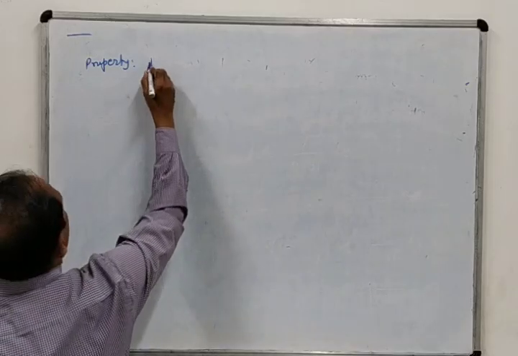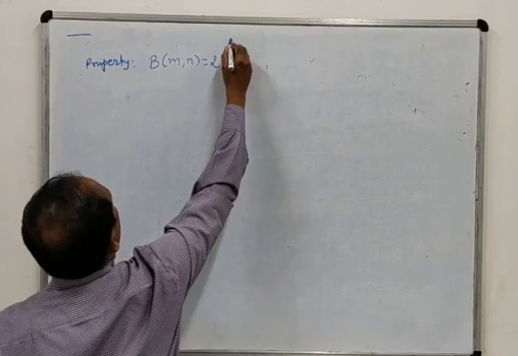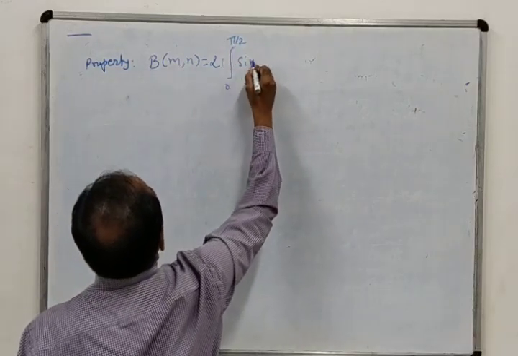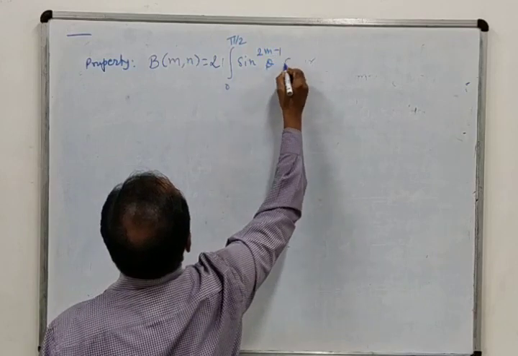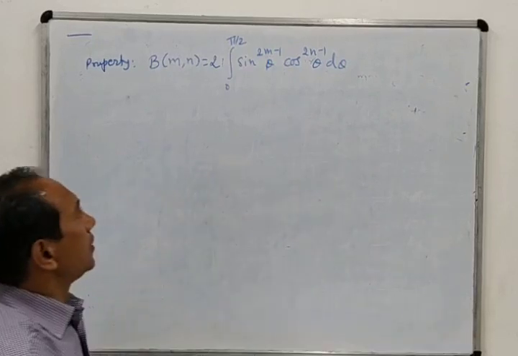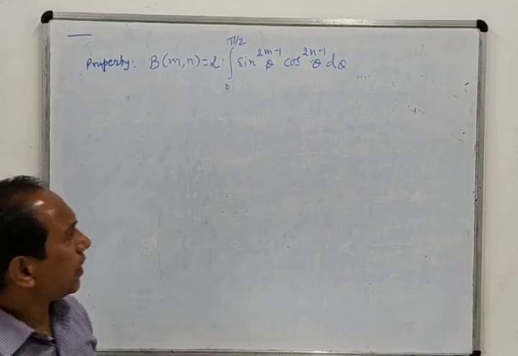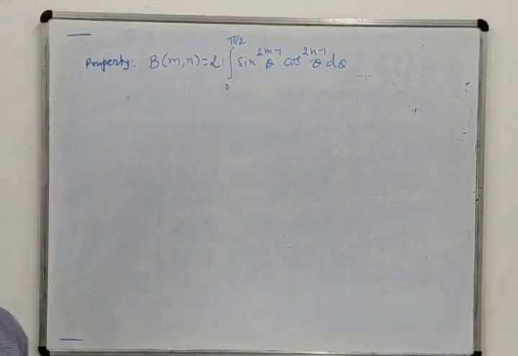Now let us see one more property of beta m, n. Beta m comma n equals 2 integration 0 to pi by 2 sin raised to 2m minus 1 theta into cos raised to 2n minus 1 theta d theta. So this is the property of beta in terms of sin and cos. Actually we can also consider this as the definition. Then we can derive from this the main formula which we have considered in the definition. So reversely you can use it as the definition.